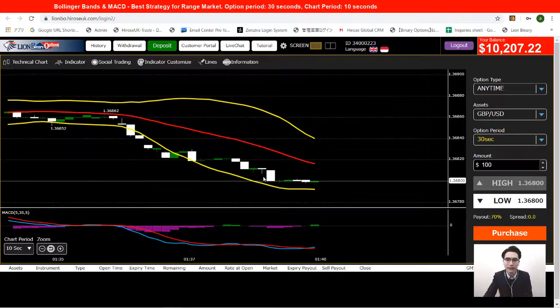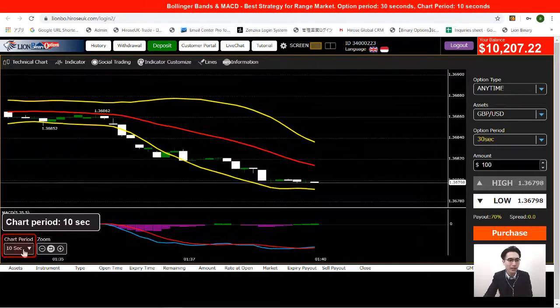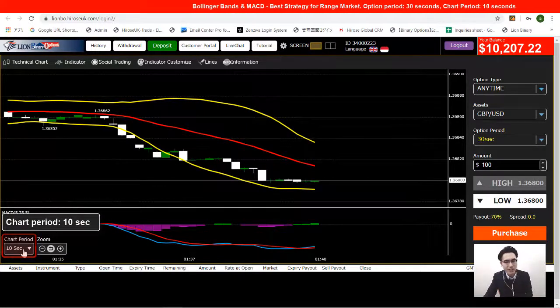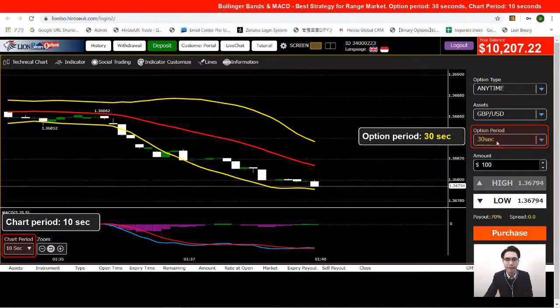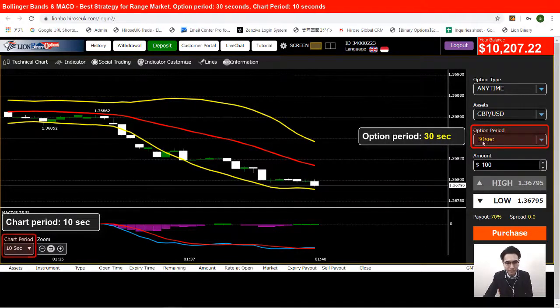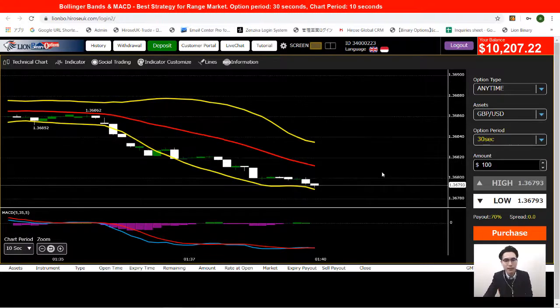The last thing is making sure of the chart period and option period. For the chart period, I will be using a 10 seconds chart, and for the option period today, I'll be trading with a 30 seconds option. So now it's all set, and we'll take a look at how we identify a range market using this strategy.